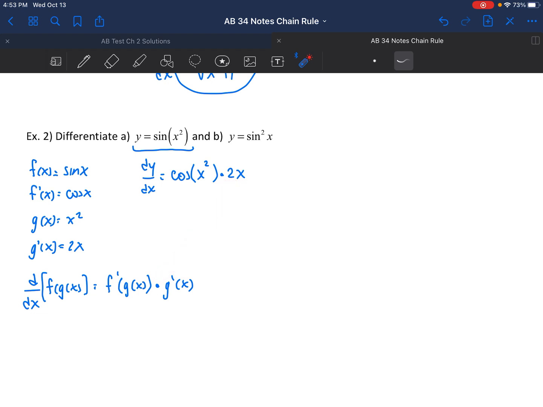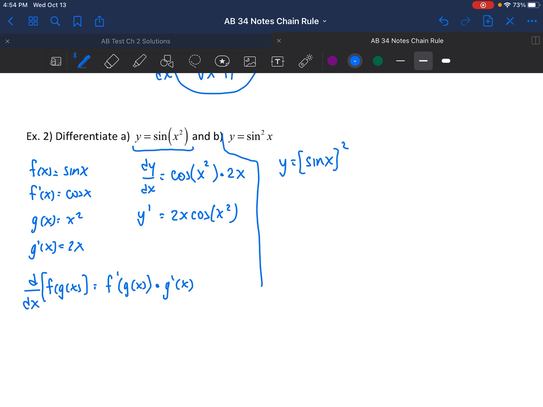So here's sometimes why we call this the outside-inside rule, or it's like an onion, where you take the derivative of the outside, then multiply by the derivative of the inside. Now neatening this up, I would write this as 2x cosine x squared. Now notice the difference between that and my second function, y equals sine squared of x. Now you might be thinking, where is the composition there? Well, y equals sine squared of x is the same thing as y equals sine of x, that quantity squared.